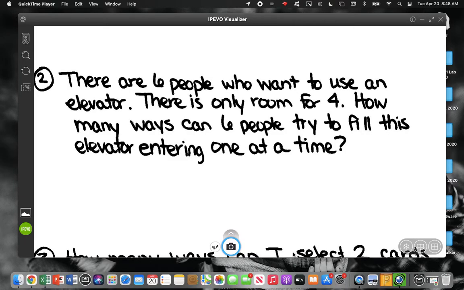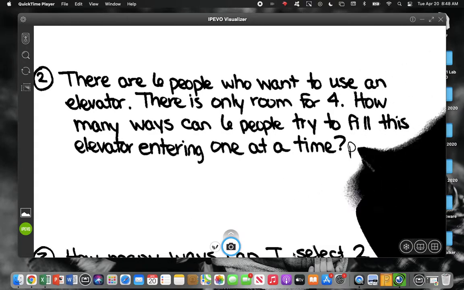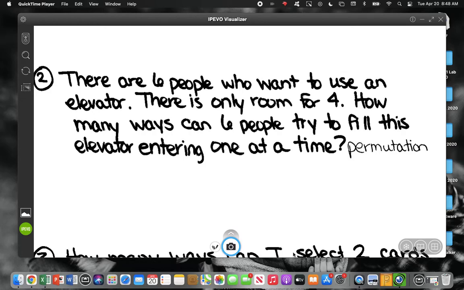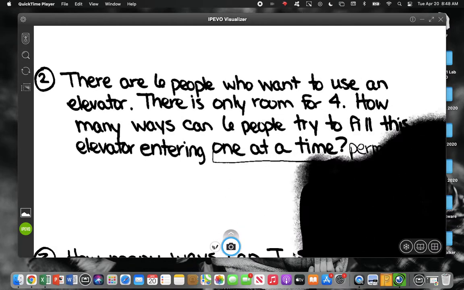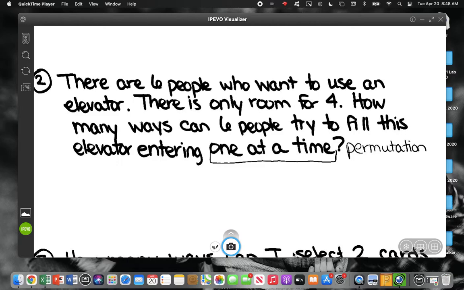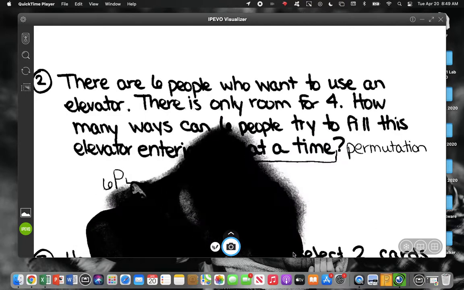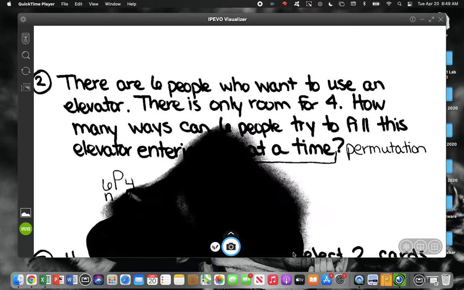Order matters, so what does that mean? Permutation or combination? Permutation. This is a permutation. What made you decide that order mattered? It's asking how many ways 6 people can fit in the elevator. But what words made you know the order mattered? One at a time. That was the key. So this would be a 6P4. We've got an n and a k.